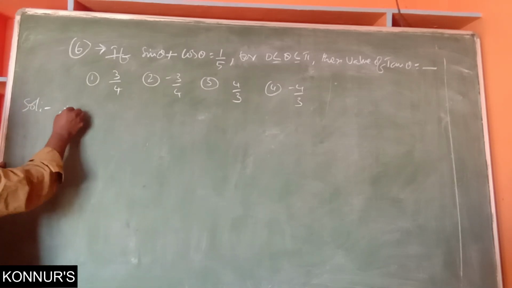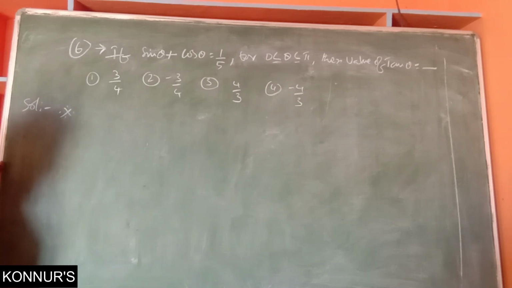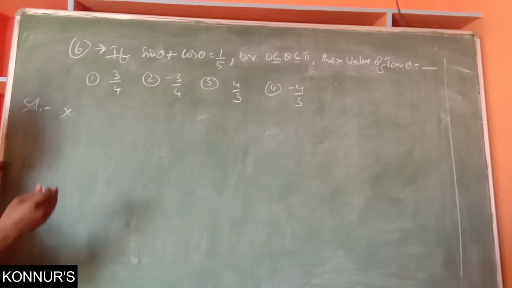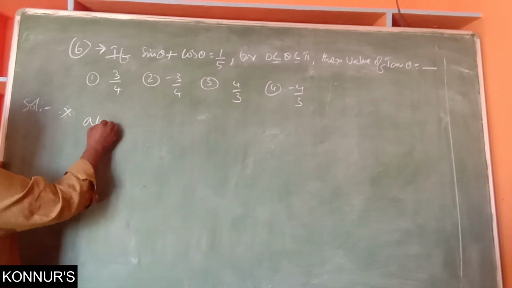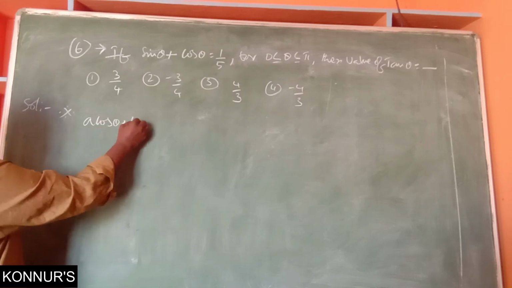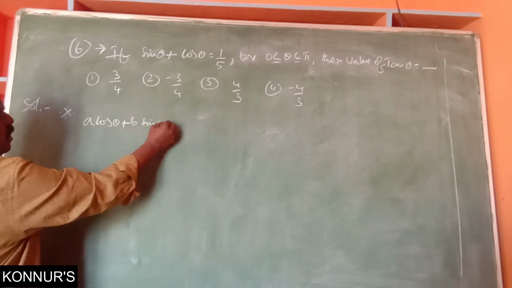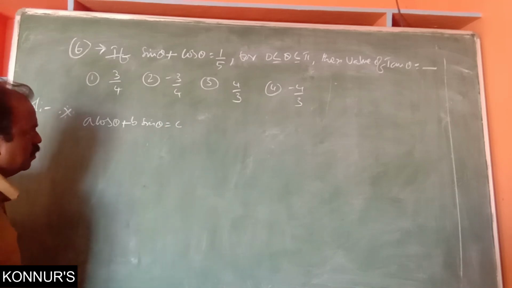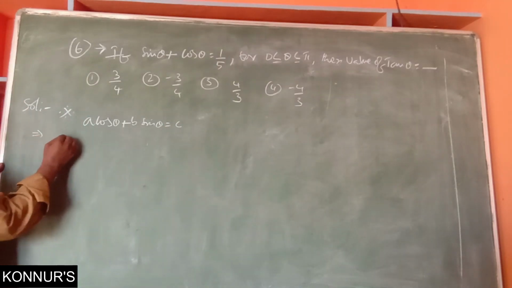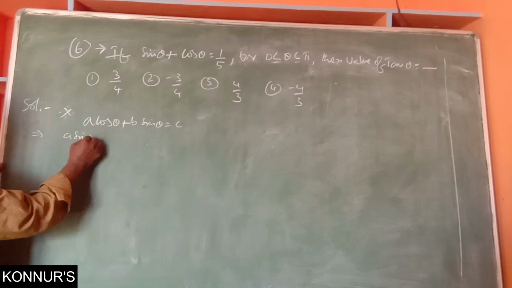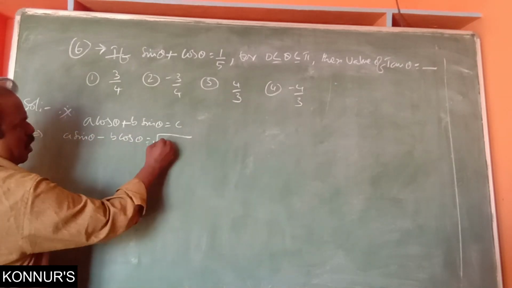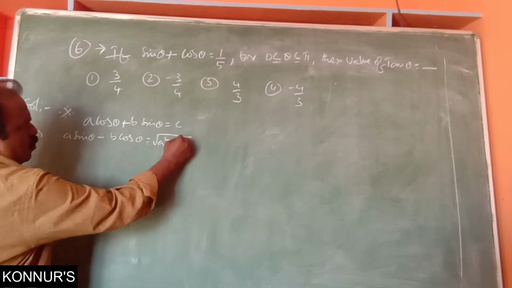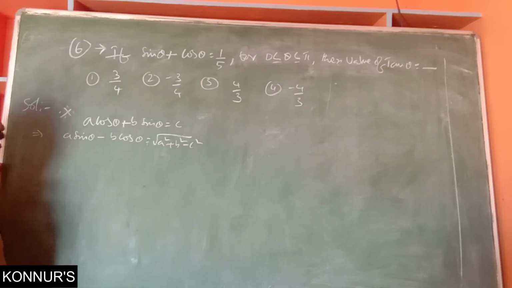here a 2D formula is there. 2D formula means a shortcut, a method to solve the problem. One formula is there: if A cos theta plus B sin theta is equal to C, then A sin theta minus B cos theta is equal to root of A square plus B square minus C square.